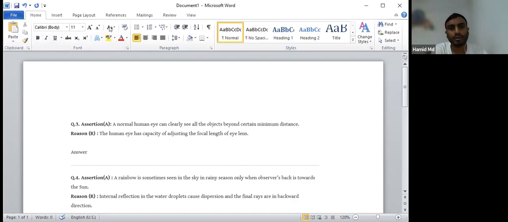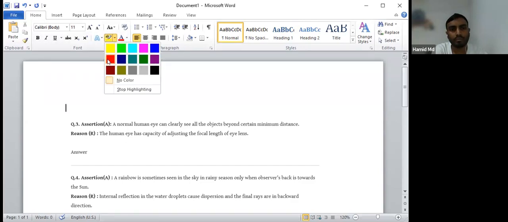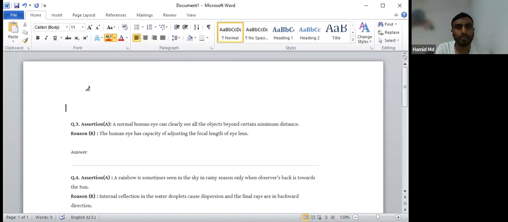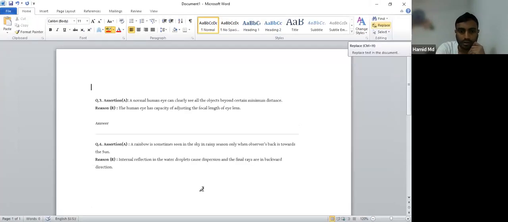The option A is correct. Okay. I think I can't write it over here. So going back to OneNote, there we may write something.